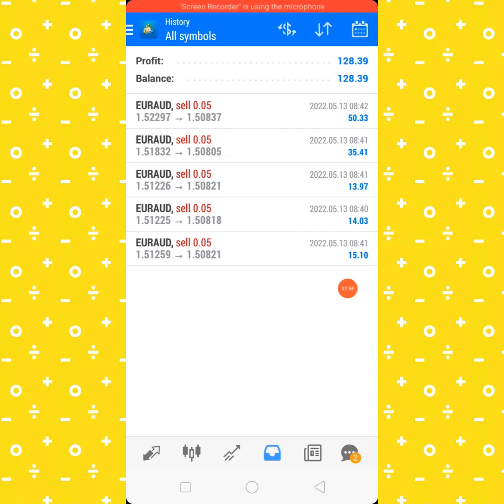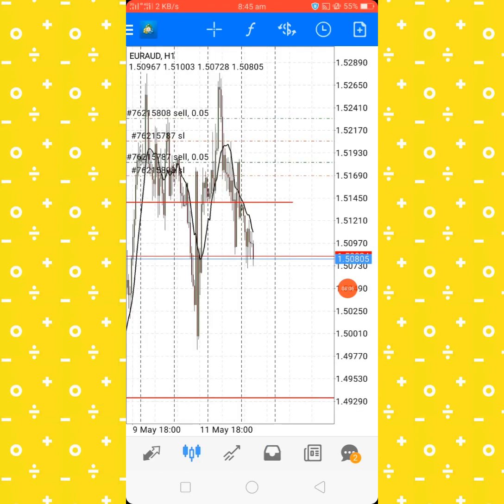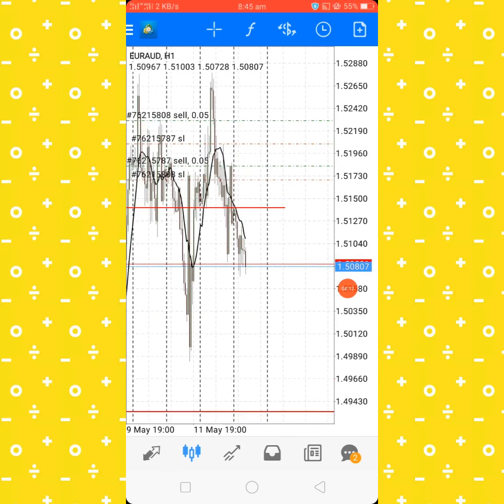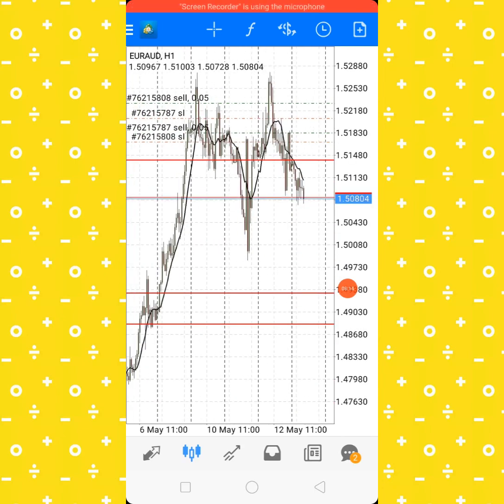We are good. On Friday, we've made that kind of money. We've been making money consistently from last week. There is no single day that we made a loss. So that is the aim. I believe we've done good. We've done good.